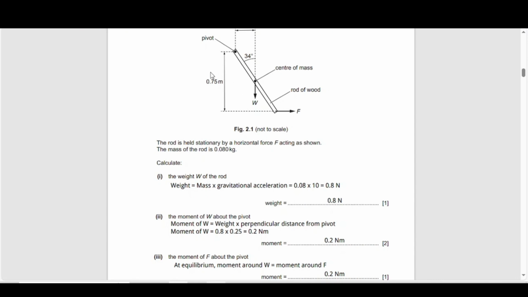If I moved this 0.75 to here and drop it there, then it nicely connects with force F, which is perpendicular to that. So that is the perpendicular distance. So they've given you the perpendicular distance again. It's always a good check to do that.